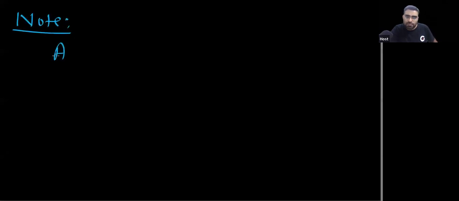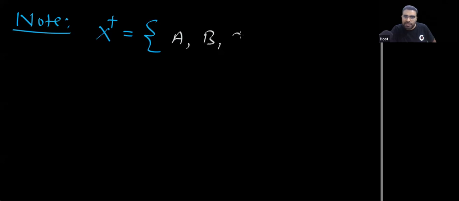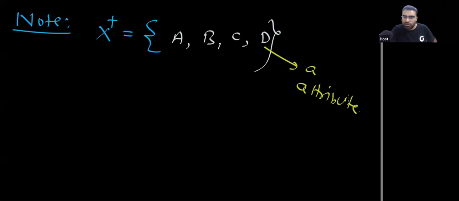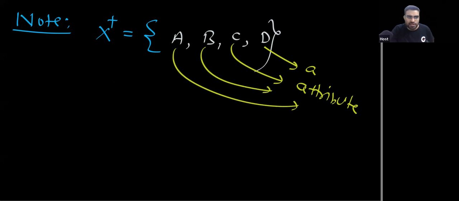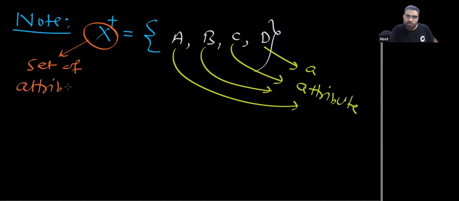Let's assume that you find X plus, and in this X plus you have these attributes, something like A, B, C, D. Remember, these are single attributes. This is an attribute, this is not a set of attributes. This is an attribute, this is an attribute, this is an attribute. And this is a set of attributes. So please understand, these are individual attributes.